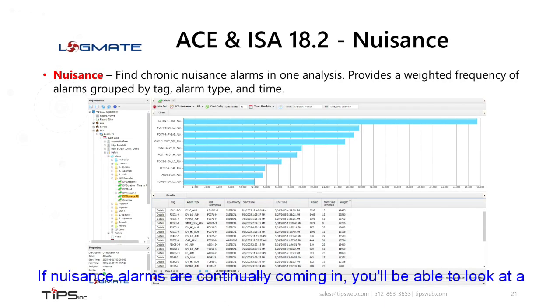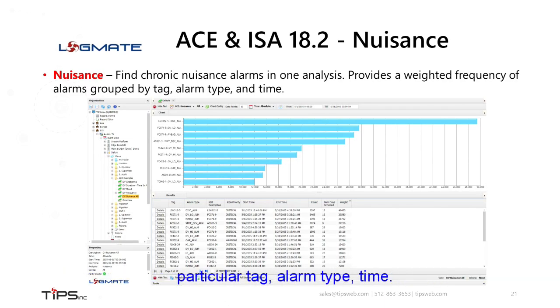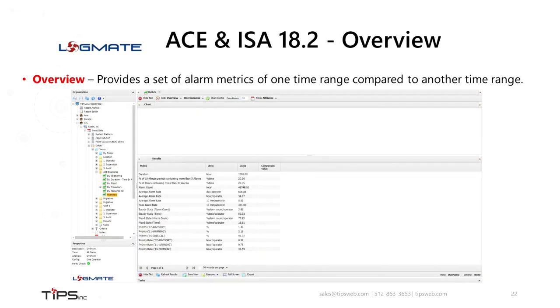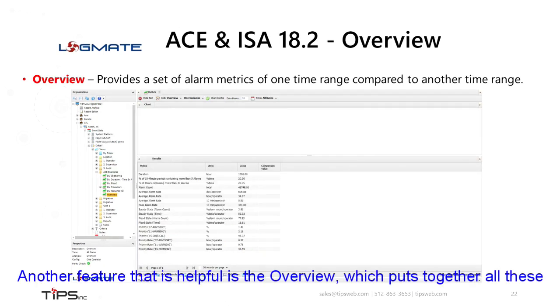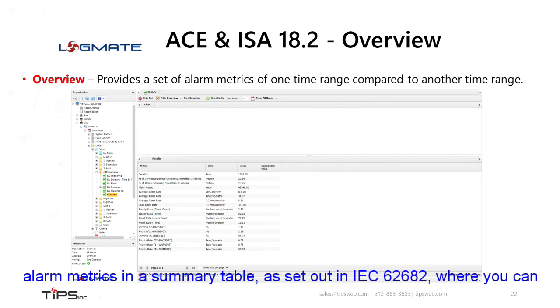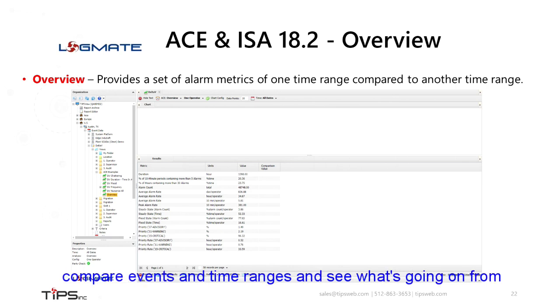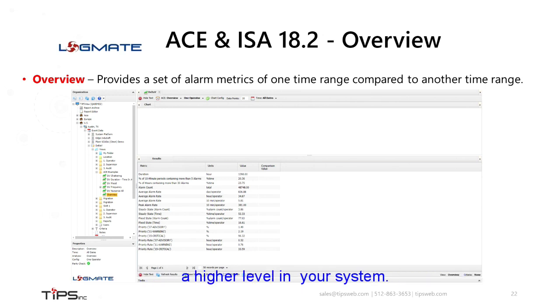If nuisance alarms are continually coming in, you'll be able to look at a particular tag, alarm type, time, so perhaps you need to extend the deadband, or maybe you need to adjust the alarm trigger point. Another feature that is helpful is the overview, which puts together all these alarm metrics in a summary table, as set out in IEC 62682, where you can compare events and time ranges and see what's going on from a higher level in your system.